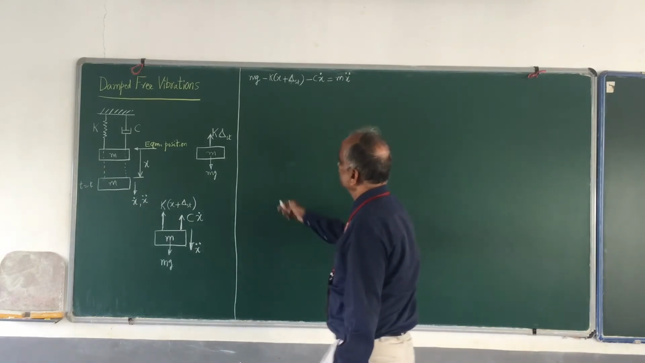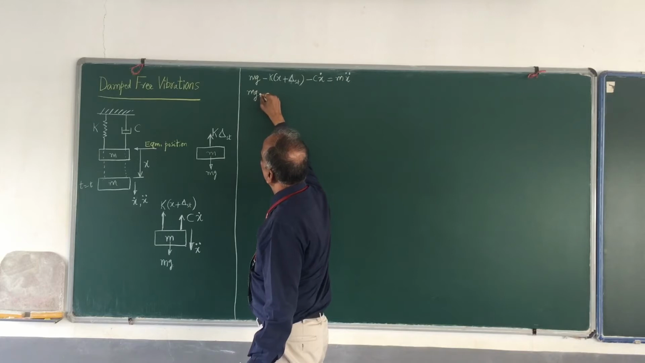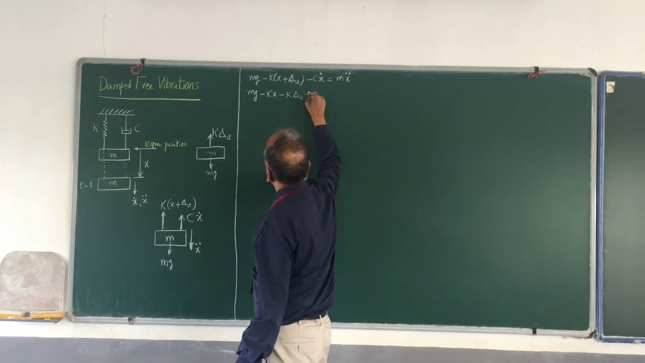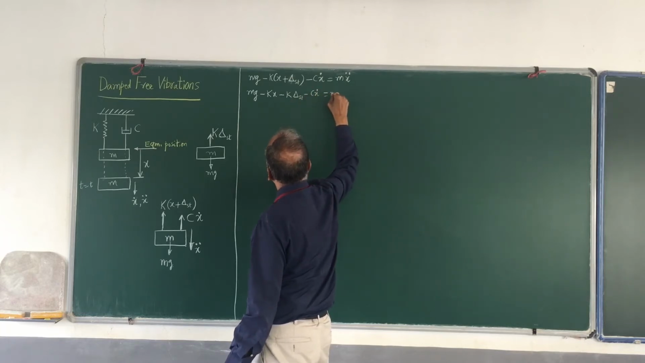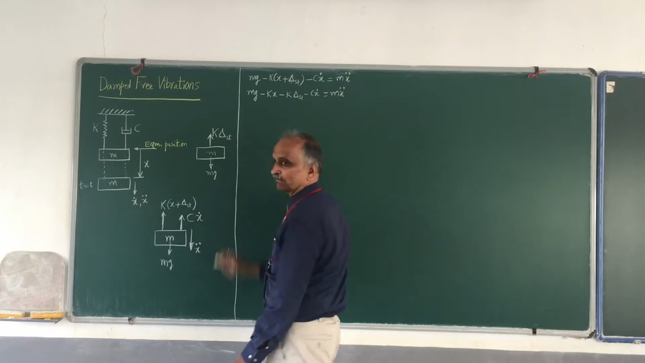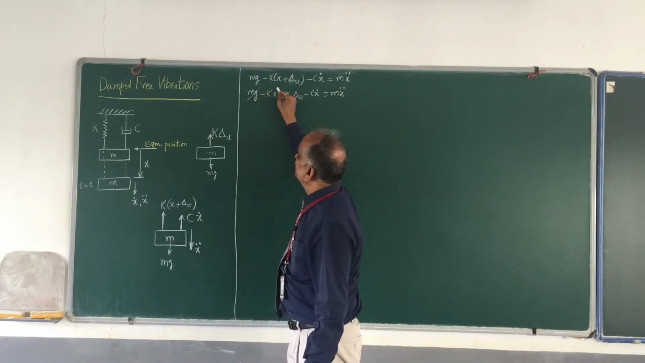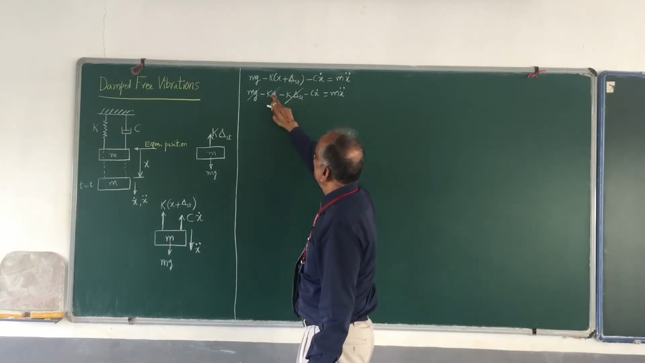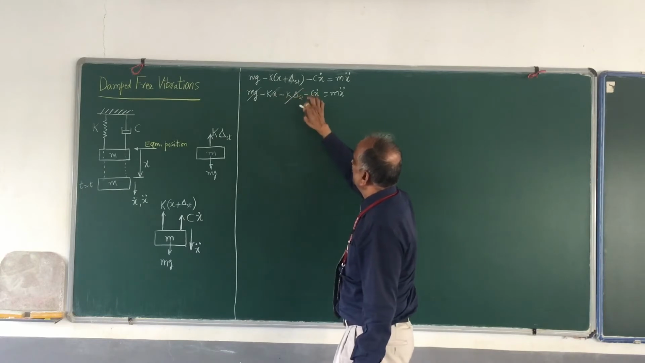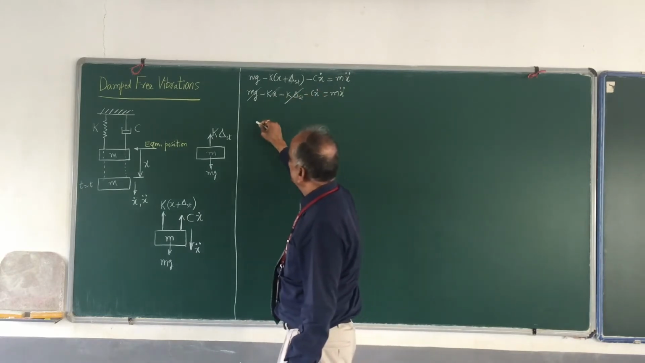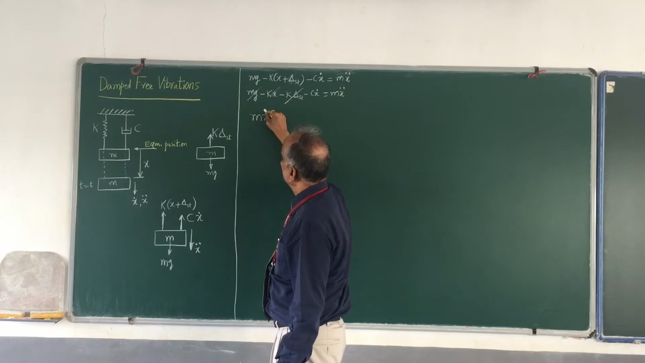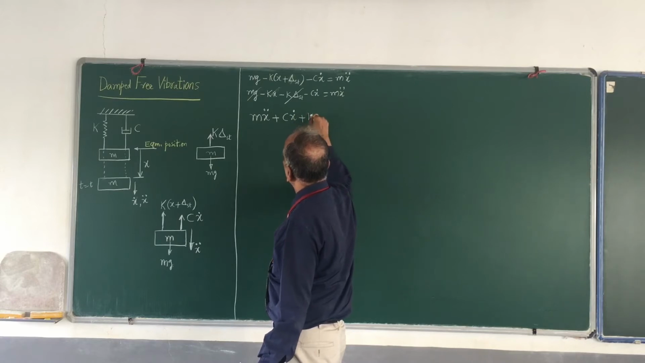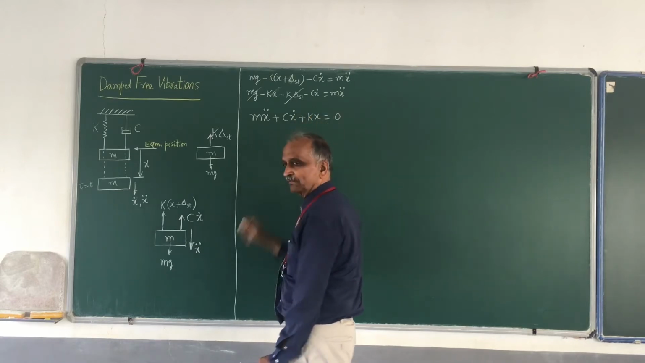Now I would like to simplify this. Expanded, this is mg minus k into x minus k into delta st minus c into x dot, equal to m x double dot. So I shall cancel these forces, and what is remaining is kx. I shall take these terms to the right-hand side and rewrite the equation: m x double dot plus c x dot plus k into x is equal to 0.